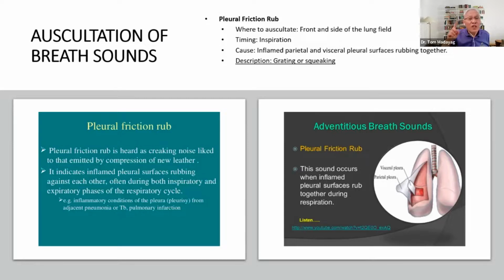So if you hear this sound and you're not sure whether or not it is a crackle or a rub, then just observe the patient's expression manifesting pain. If the patient is manifesting pain, then it most likely is going to be a pleural friction rub. Okay?